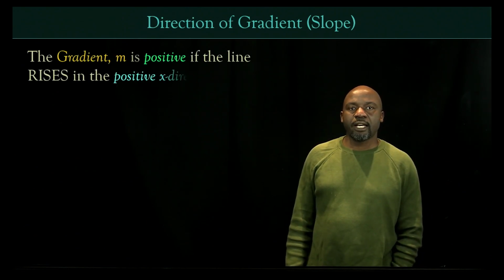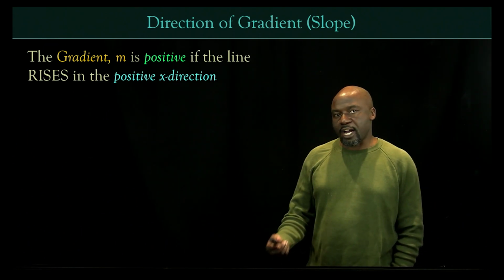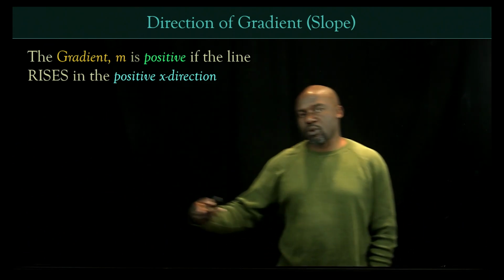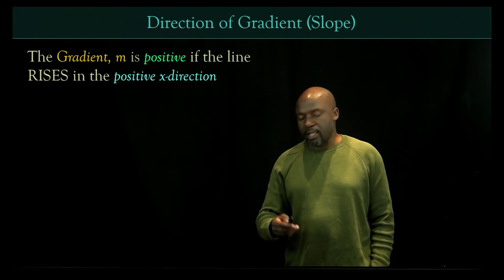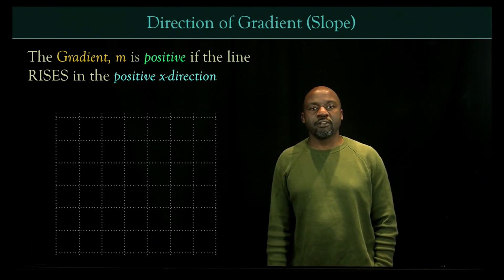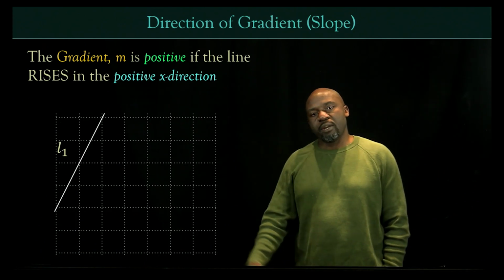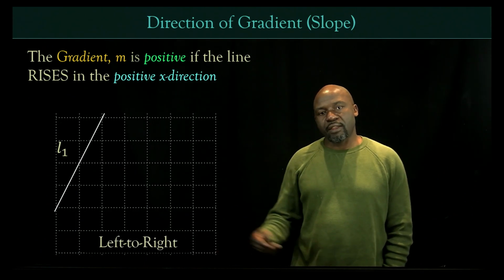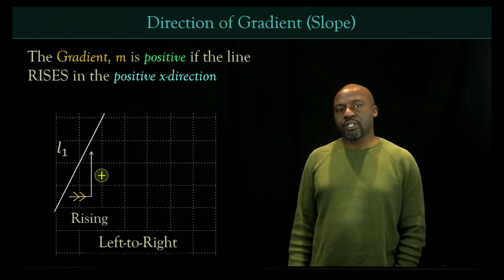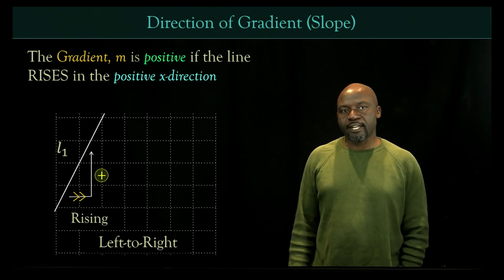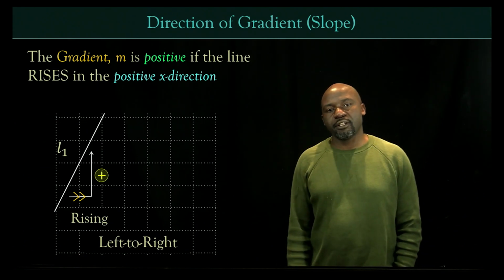Okay, why do we say that? Let's just remind ourselves again. The gradient is positive if the line rises in the positive direction. So as we move in the positive x direction, the line is rising in the y direction. Okay, so the height is increasing like this. So for line number 1, as we move in the positive x direction, in other words, from left towards right, the line is rising. So we say this line has a positive gradient. Okay, we say this particular one has a positive gradient of 2.